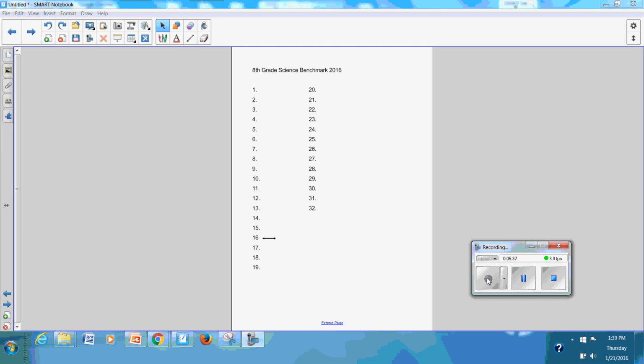Question 16. A student pushes a box with a force of 16 newtons to the left. Another student pushes the same box from the opposite side with a force of 8 newtons to the right. What will be the result? F, the box will move to the right with an 8 Newton force. G, the box will move to the left with a 2 Newton force. H, the box will move to the right with a 2 Newton force. Or J, the box will move to the left with an 8 Newton force.